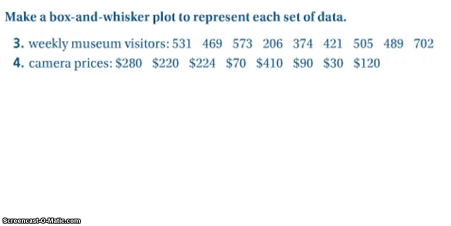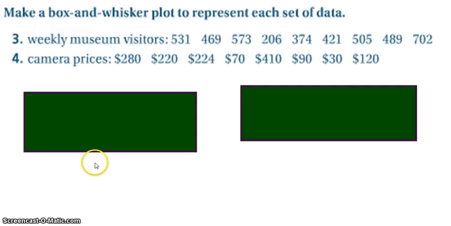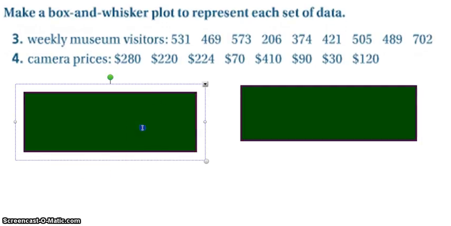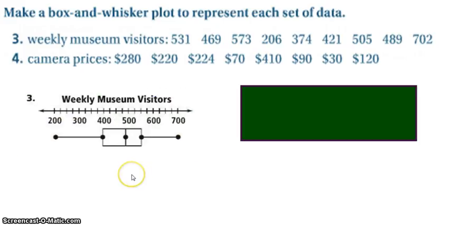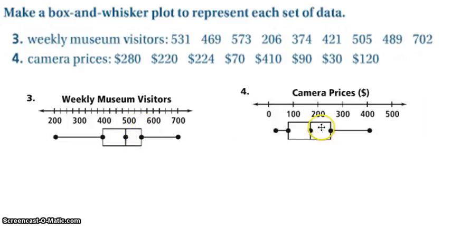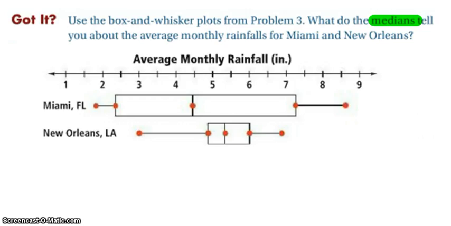Create the box and whisker plots for 3 and 4. I'm not going to walk you through how to do it anymore. I'm just going to show you the answer, so come back just to verify your work. For number 3, your box and whisker plot should look something very similar to this, with your median just below 500, your quartile 1 just below 400, quartile 3 right around 575, under 600, and then 4 should have a box and whisker that looks very similar to that. Make sure you've worked through Pearson to make it to this Got It.